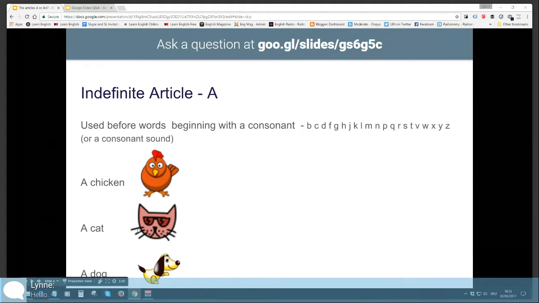So we've got a chicken, ch sound, chicken. A cat, k sound, cat. So there we have the letter C. It's also to do with the sound. And a dog, d here, a dog. All taking the indefinite article a. A chicken, a cat and a dog went for a walk in the park. It's not going to end well.